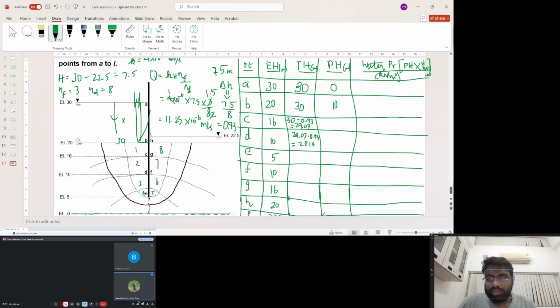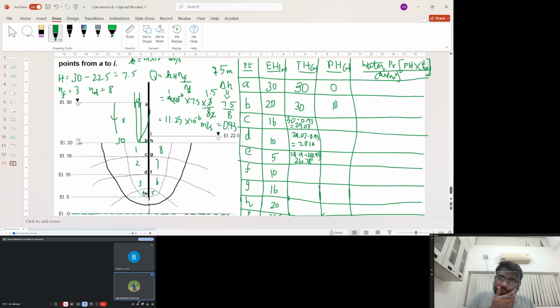28.14. In between that we have another drop here. So at point E we have two drops. Hence 28.14 minus 2 into 0.93. So 28.14 minus 2 into 0.93 will give us 26.28.